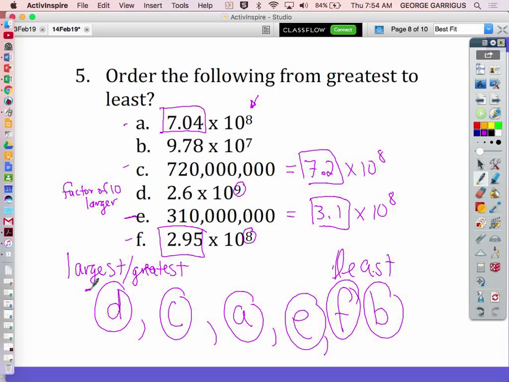Let's go back. D is 10 to the 9th. It's definitely the biggest. B is 10 to the 7th. It's definitely the smallest. Now we have to order the other 4. And what did we do? We looked at the leading numbers. Since they're all 10 to the 8th, they're all the same. Now the leading number is going to be the key here because 7.2 is larger than 7.04. So it was C, then it was A, then 3.1, which was E, and then F. So now it's correct.